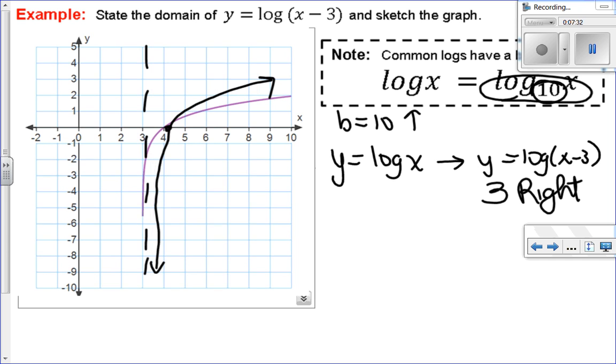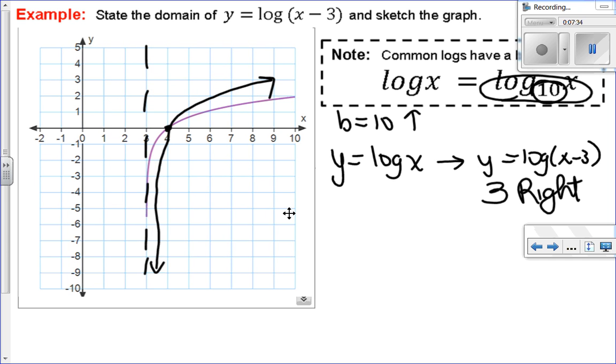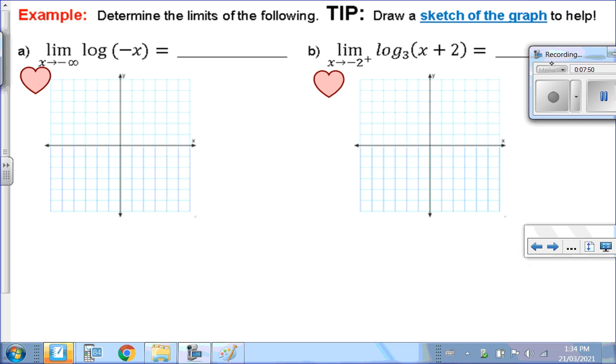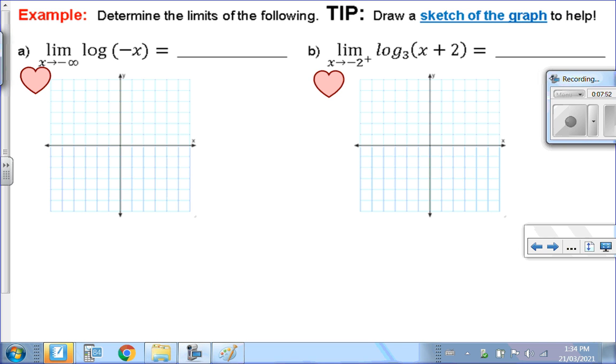So knowing the graphs of these functions is really going to help you with the limits. And I recommend visualizing the graph or even sketching the graph to help you find these limits. So let's try a couple questions. So this one here, I have the limit as x approaches negative infinity of the log of negative x. So I'm going to use my graph and my knowledge of transformations to help me.